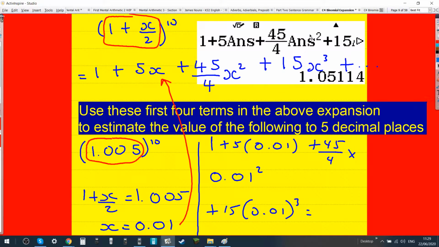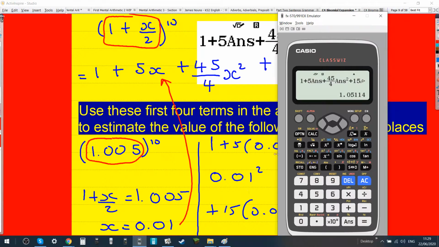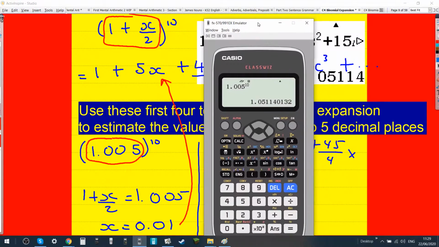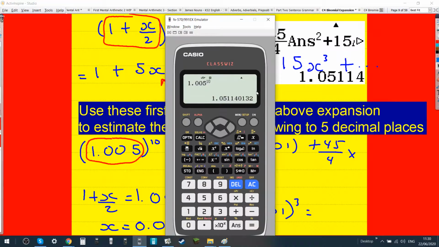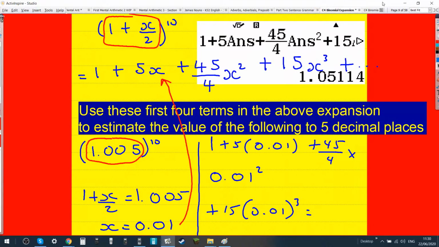Let us now make some sense of this. We put into our calculator 1.005 to the power of 10. And we get a very similar number. So our estimate was 1.05114. The actual number is 1.05114132 and lots more digits. It seems a bit crazy, but there's, I'm sure, a good maths reason for it.